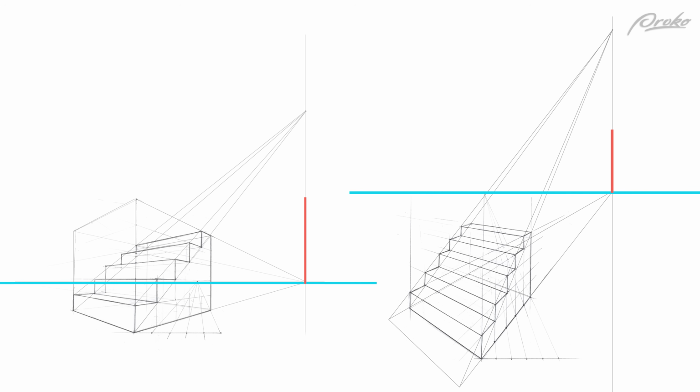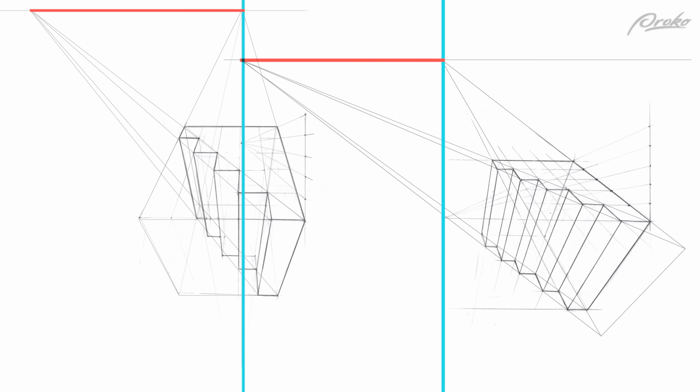Next episode, you'll learn to aim lines at vanishing points more accurately. The secret is in knowing horizons, even when they are not horizontal.